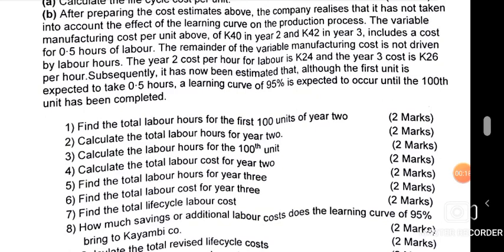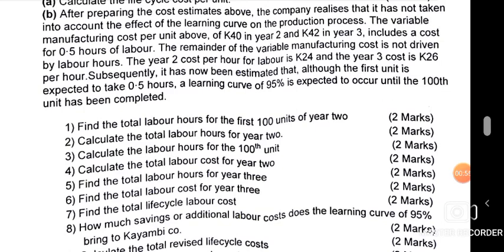The variable manufacturing cost per unit above of 40 kwacha in year 2 and 42 kwacha in year 3 includes the cost of 0.5 hours of labor. The remainder of the variable manufacturing costs is not driven by labor hours. The year 2 cost per hour for labor is 24 kwacha and the year 3 cost is 26 kwacha per hour. Subsequently, it has now been estimated that although the first unit is expected to take 0.5 hours, a learning curve of 95% is expected to occur until the 100th unit has been complete.